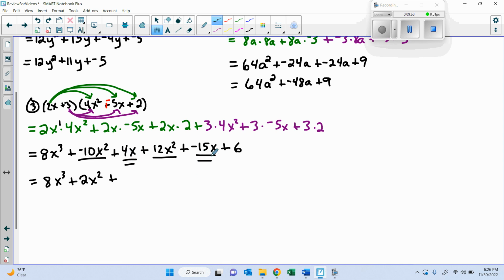So these are the two that are alike. They're the only two that have just an x. So I have 4x plus negative 15x. That's going to be negative 11x. And then the only thing left is plus 6, and it doesn't have anything alike. So that would be your final answer. So multiplication, again, just practice, and the next video, the last video, will be on division.